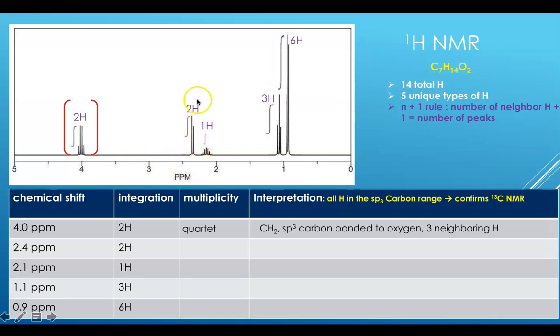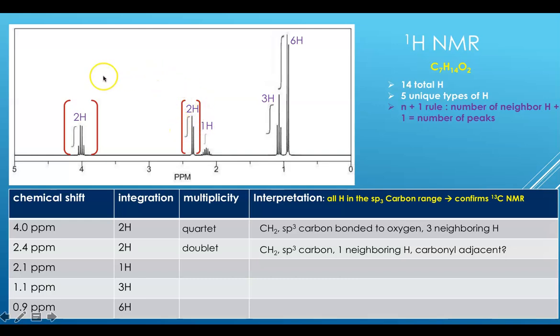So if we look at our next set of peaks, our integration gave us 2 hydrogens here. It's a doublet, so that means just 1 neighbor. So again, a CH2 group in an sp3 carbon environment with only 1 neighboring hydrogen. It's above 2 parts per million. So this could mean that this CH2 is carbonyl adjacent.